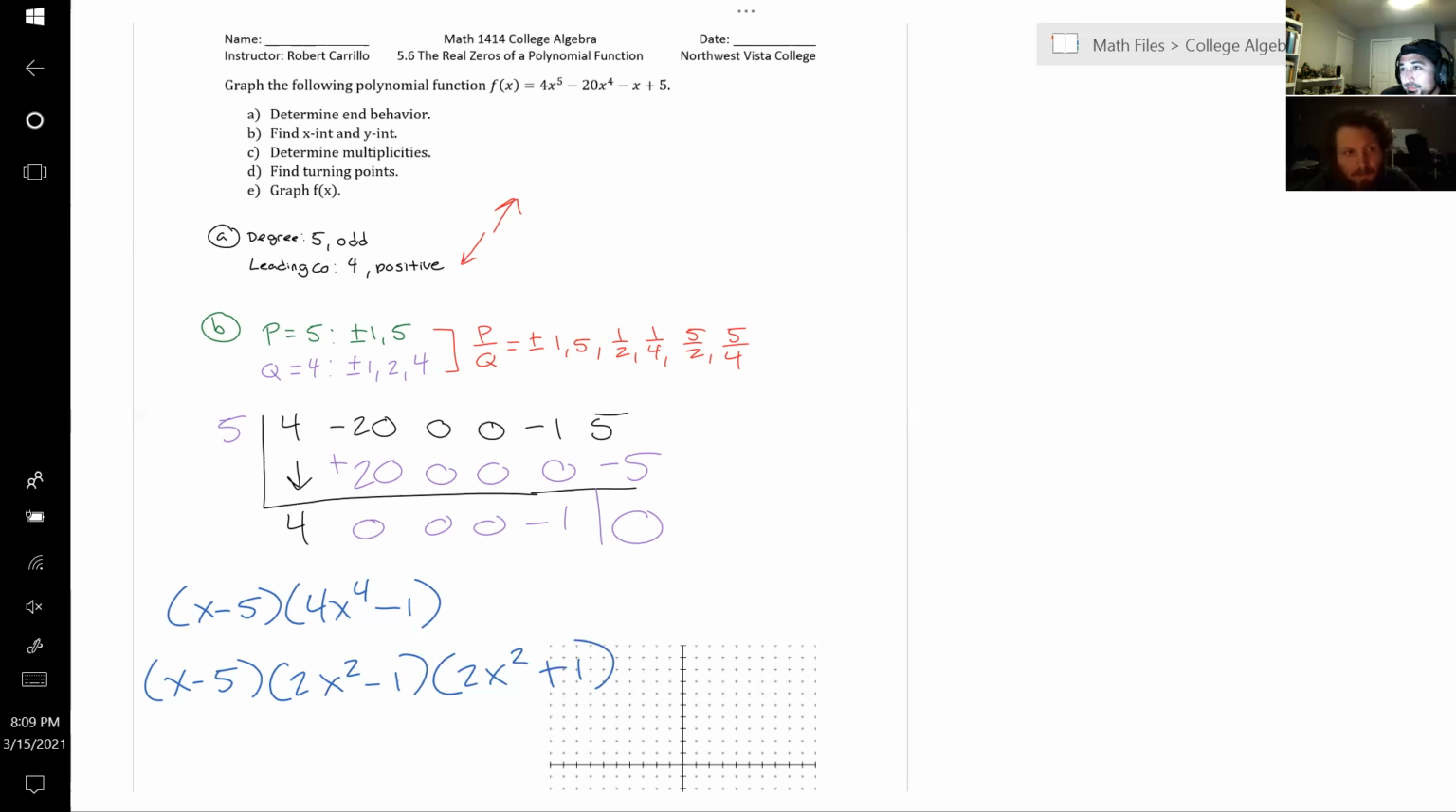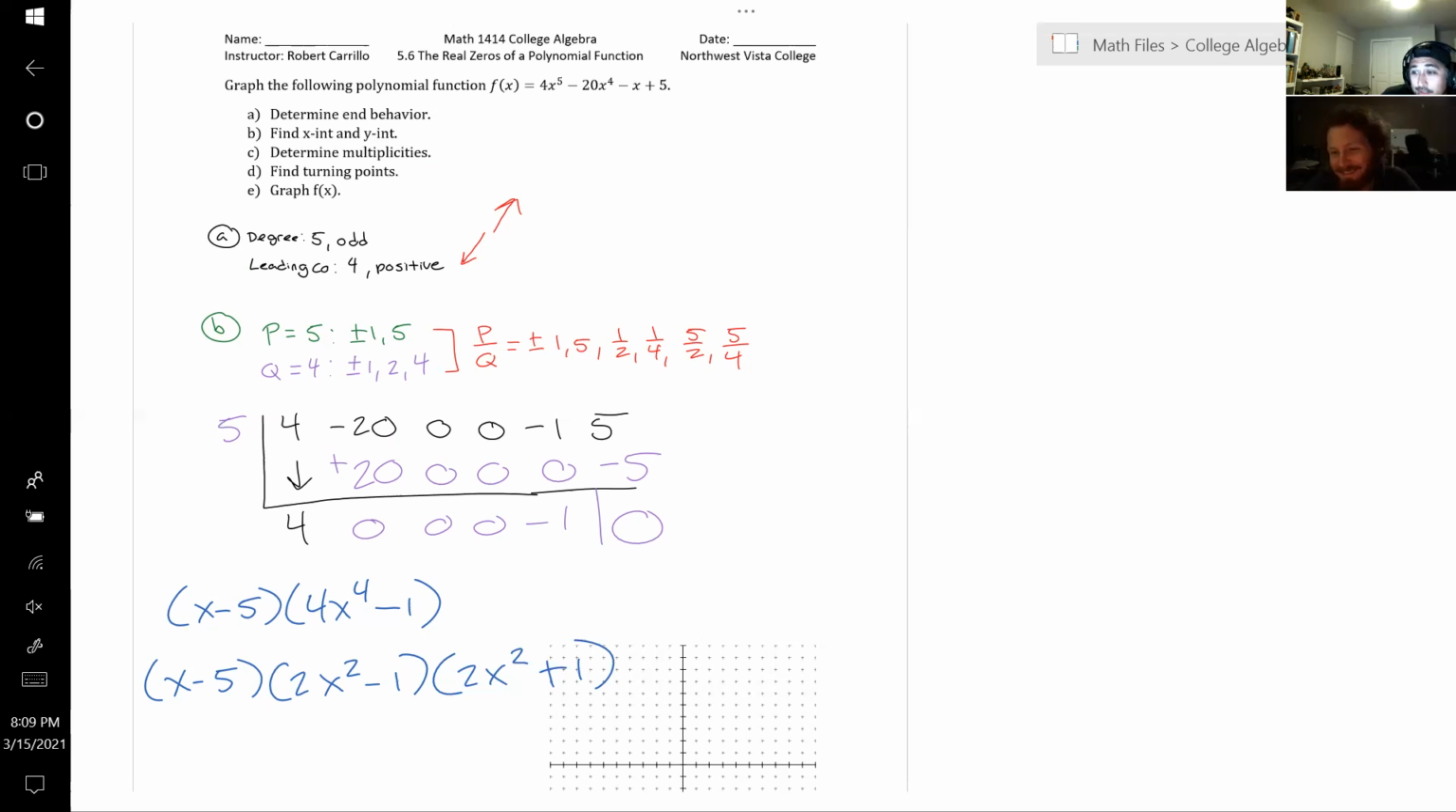Wow. It's only the difference of squares as long as it's a so-and-so minus 1, not a plus 1. Exactly. If that was 4x to the fourth plus 1, we would have been done. You can still get 2 more zeros out of this, they're just not rational.